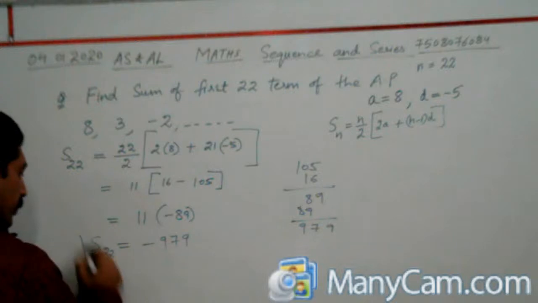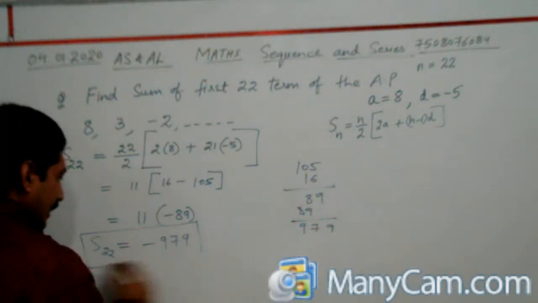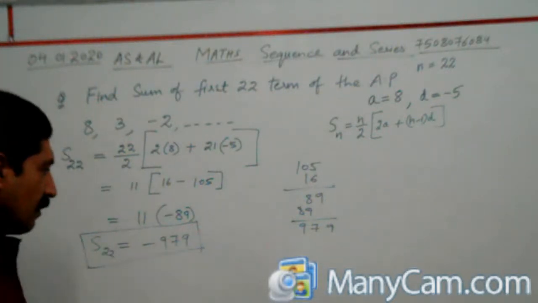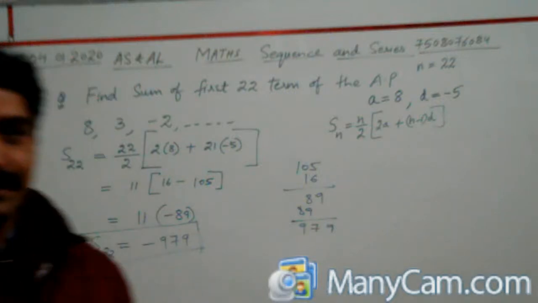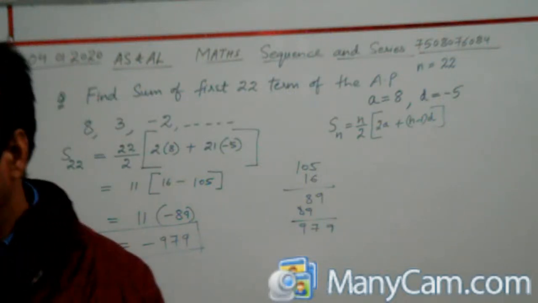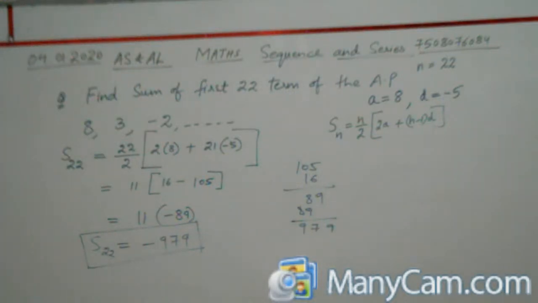The sum of 22 terms of the AP is minus 979. So in this way you can take more questions. Now the question is a different one.